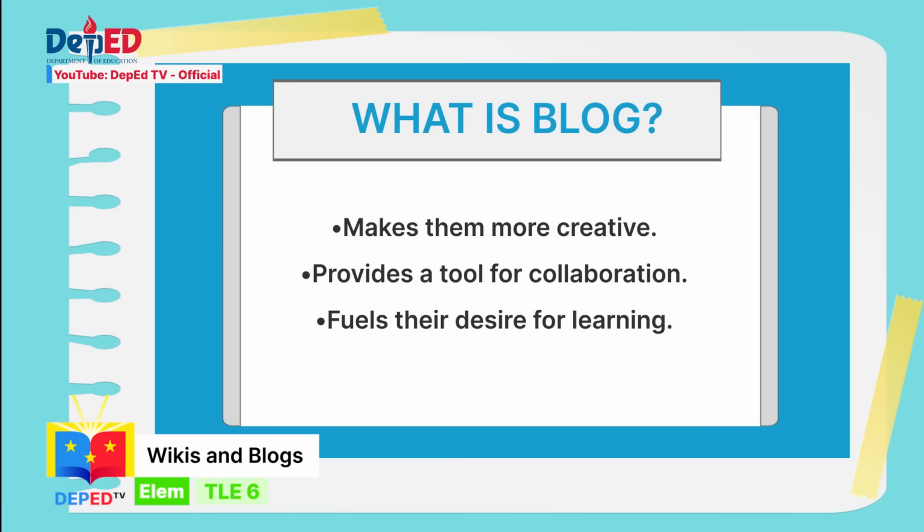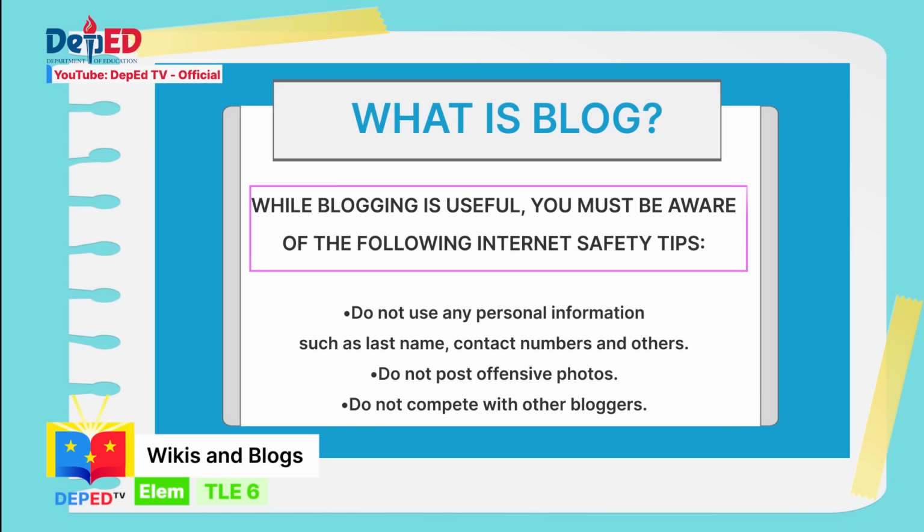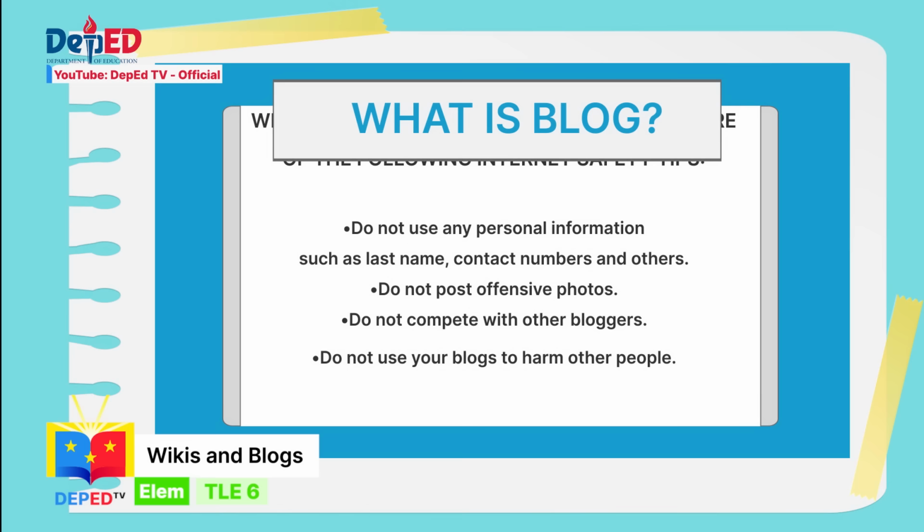While blogging is useful, you must be aware of the following internet safety tips. Do not use any personal information such as last name, contact numbers, and others. Do not post offensive photos. Do not compete with other bloggers. Do not use your blogs to harm other people.